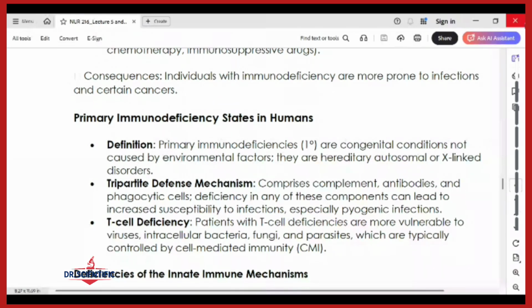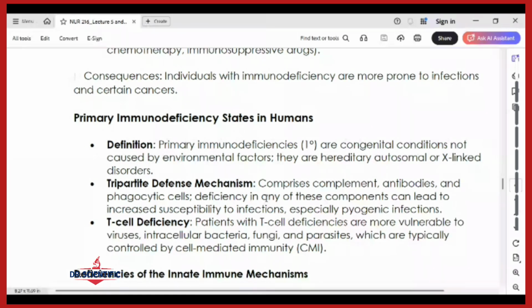Now, when you say a condition is autosomal, this condition could be happening in any of the genes from chromosome number 1 to chromosome number 22. Then it's also possible to have these disorders being carried on the X chromosome. We are not talking about the Y chromosome here because it has not been implicated in any primary immunodeficiency so far.